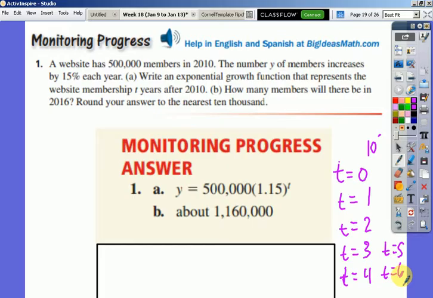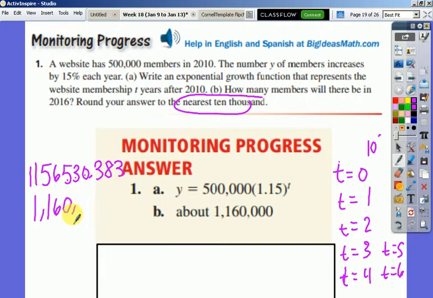Now, when you plug this in your calculator, what you'll end up with is 1,156,530.383. Okay. Now, looking at this, ones, tens, hundreds, thousands, 10,000s, right? So it says it wants you to round to the nearest 10,000. That's why they changed this. So you look again, ones, tens, hundreds, thousands, 10,000. And so you want to round this up to 1,160,000. Does that make sense?